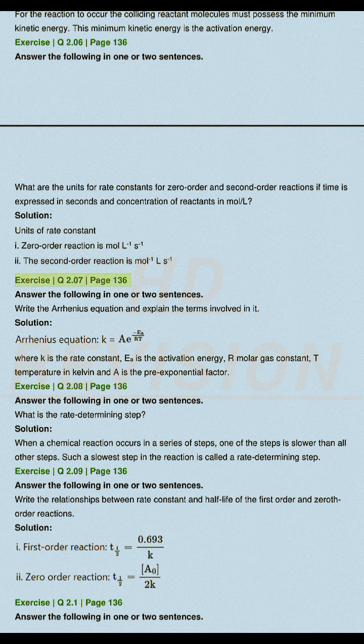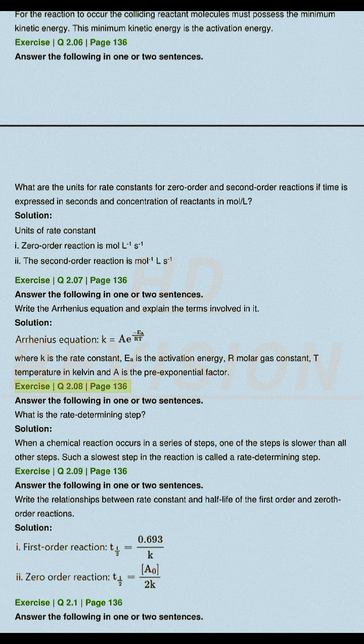Exercise Q 2.07, page 136. Answer the following in one or two sentences. Write the Arrhenius equation and explain the terms involved in it. Solution. Where k is the rate constant, Ea is the activation energy, R is the molar gas constant, T is temperature in Kelvin, and A is the pre-exponential factor.